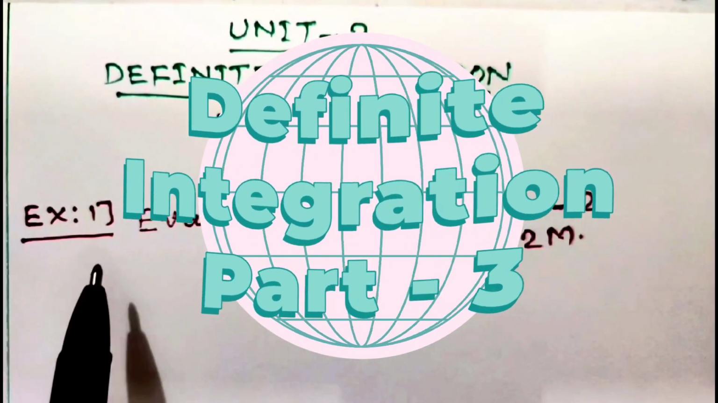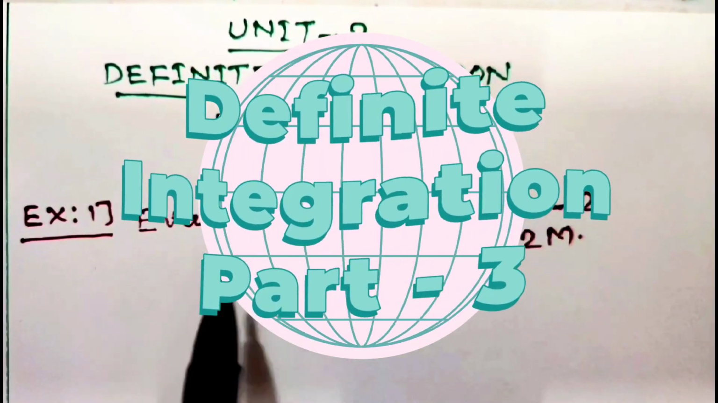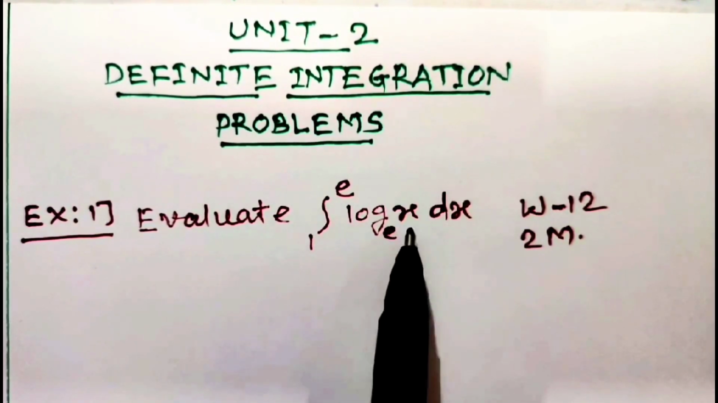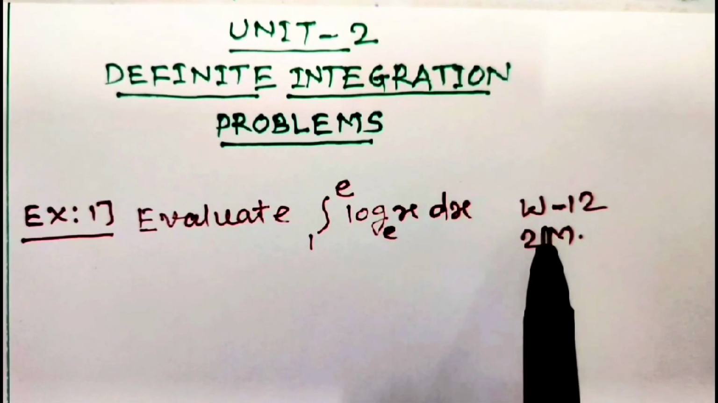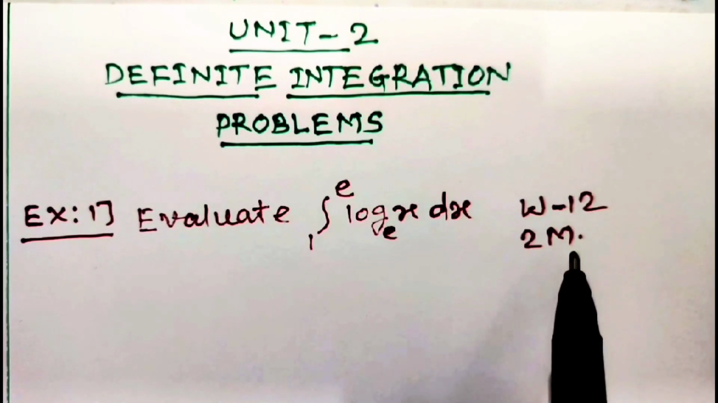This is unit 2. Sum number 1 is evaluate integral from 1 to e logarithm of x to the base e, integral with respect to x. This sum appeared in winter 2012 for 2 marks.